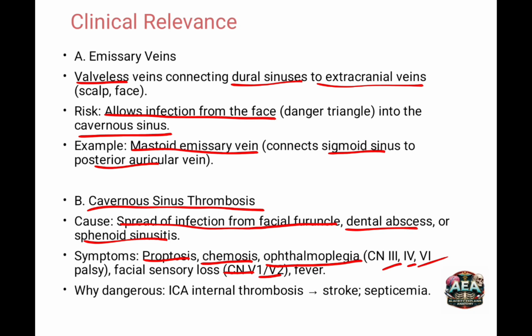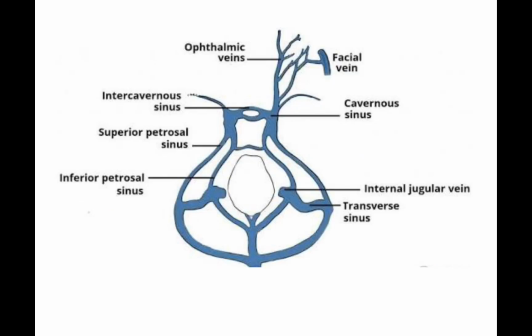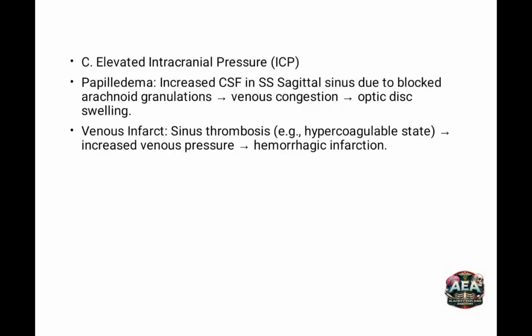So why is this dangerous? The internal carotid artery can be involved and result in thrombosis, which can lead to stroke because it can cause an obstruction of a blood vessel in the brain, as well as septicemia due to spread of infection. So this is the connection of the ophthalmic vein, facial vein, cavernous sinus, internal jugular vein, transverse sinus, inferior petrosal sinus, superior petrosal sinus, and the intercavernous sinus.